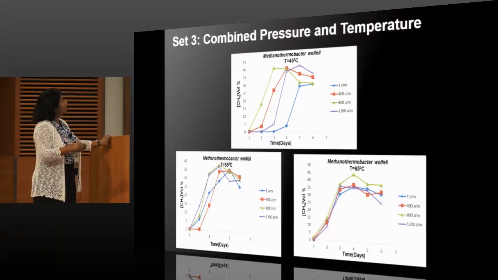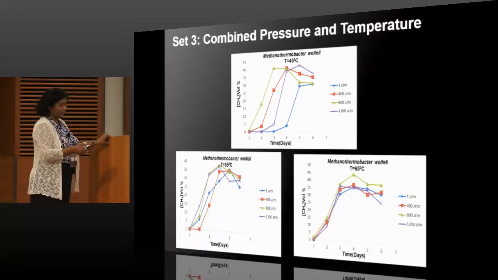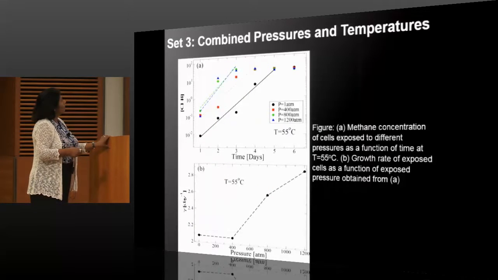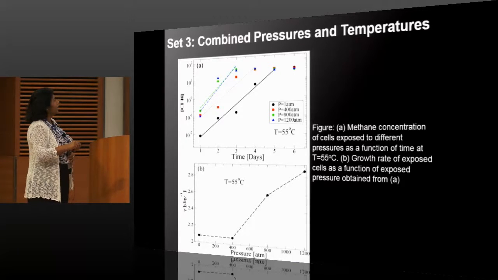So in this graph, we see that they produce a very high concentration of methane after they were brought back to normal pressure and their optimum growth temperature, which is 55. Then we calculated their growth rate, and we found that their growth rate did not change until 400 atmospheric pressure, but their growth rate increases with the increase in the pressure at 55 degrees centigrade.